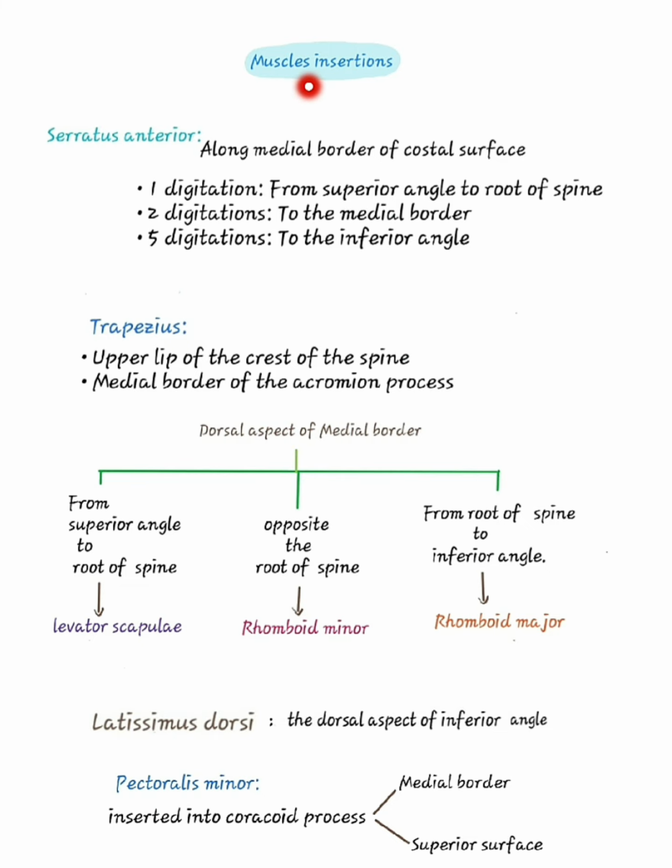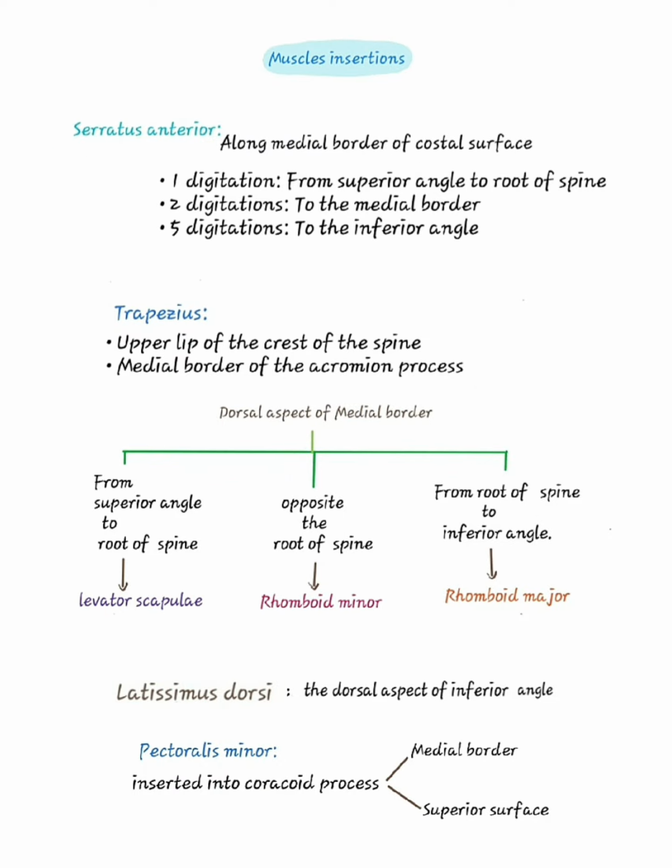Now let's see muscle insertions of the scapula. Serratus anterior inserts along the medial border of the costal surface by 8 digitations. First digitation from superior angle to the root of spine, 2 digitations insert into medial border, 5 digitations into inferior angle.